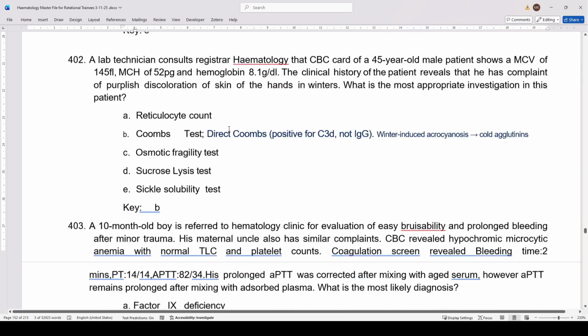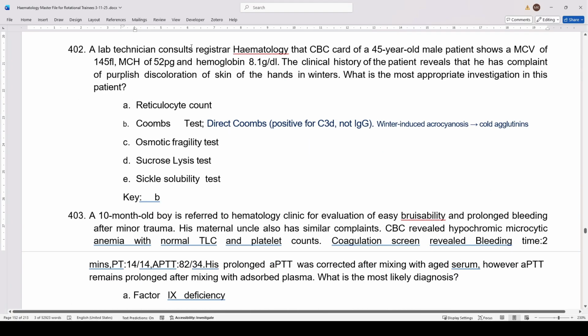Okay, next is a lab technician consults registrar hematology. That CBC card of a 45-year-old male patient shows a MCV of 145. MCV is 145, MCH 52, and hemoglobin 8.1. The clinical history of the patient reveals that he has a bluish discoloration of skin of the hands in winters. So peripheral cyanosis is there. But what is the most appropriate investigation in this patient?